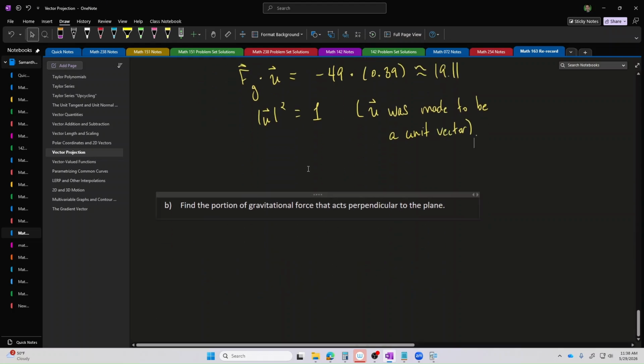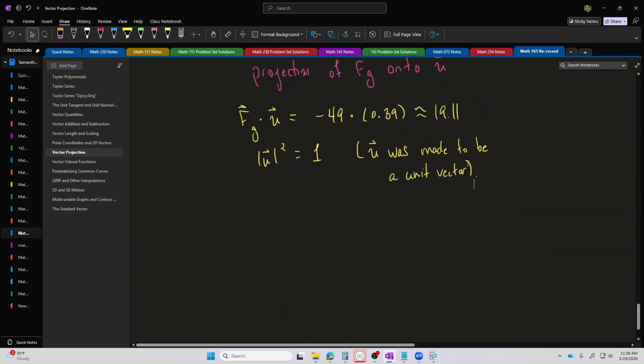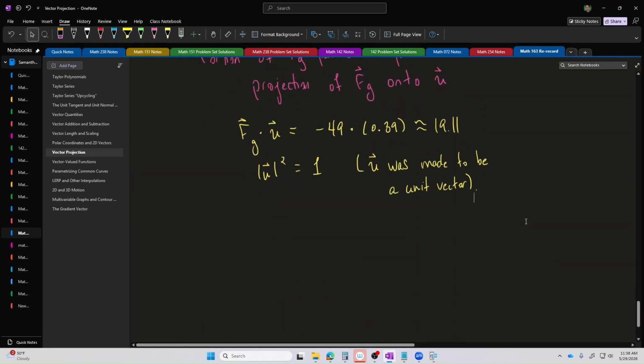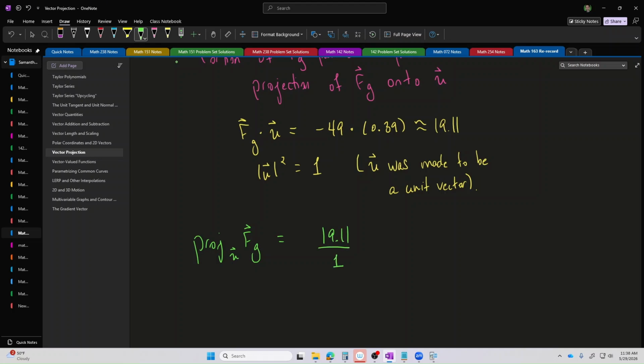And so now I have the numbers that I need to form the scalar multiple that is applied to the vector U. The projection of the force vector onto the vector U is going to be the number 19.11 over 1, scaling the U vector. Oh, excuse me. This is a negative result from the dot product, right? That's a negative result from the dot product. And that actually is going to be really important for this result making sense in the end.